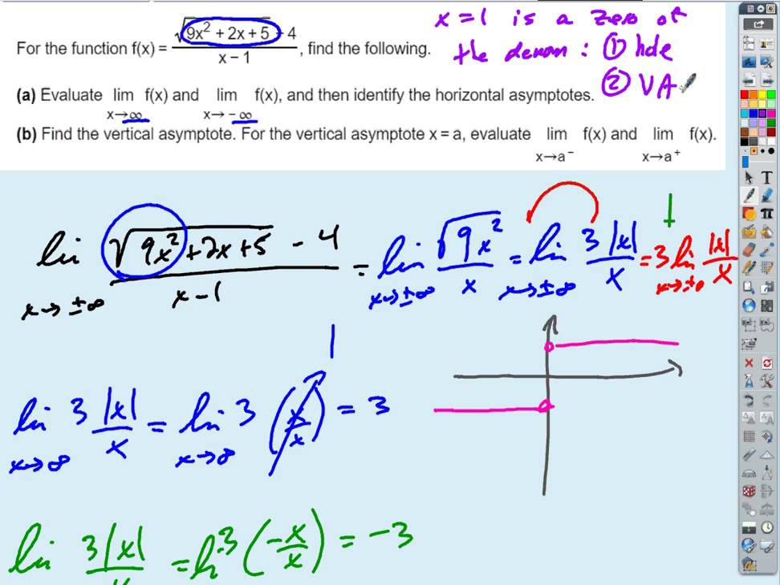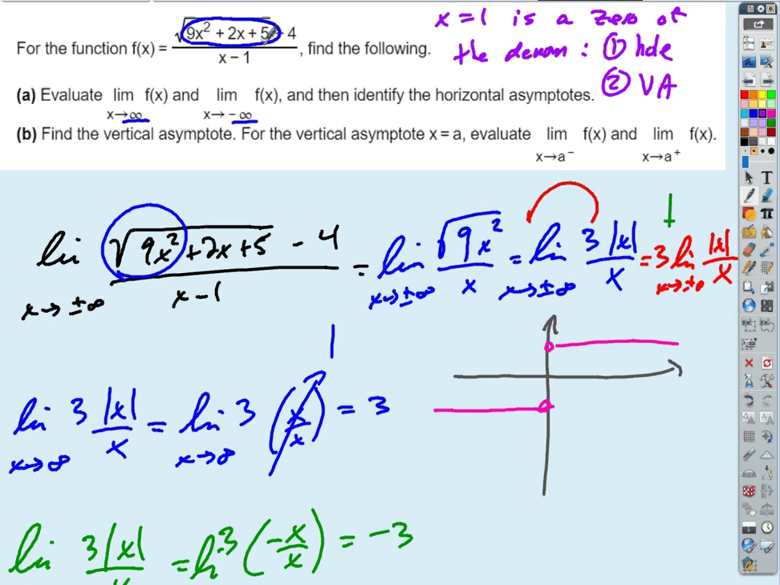What would cause it to be a hole? If it's 0 over 0. So if x equals 1 is a zero of the top, then it's a hole, end of story. If x equals 1 is not a zero of the top, it's a vertical asymptote, right? Then I get a number over 0. So all we have to do is evaluate the numerator at 1. And what do we get? 9 plus 7 is 16.